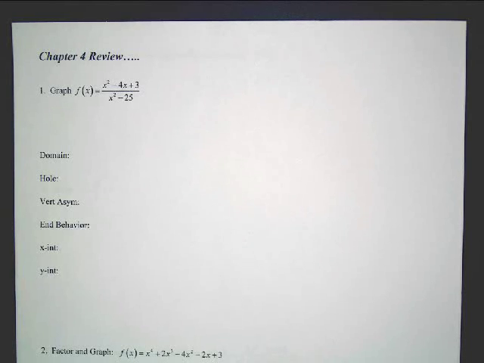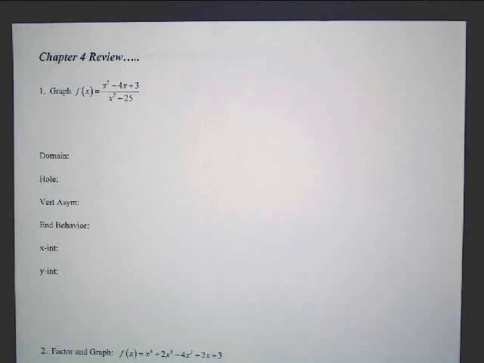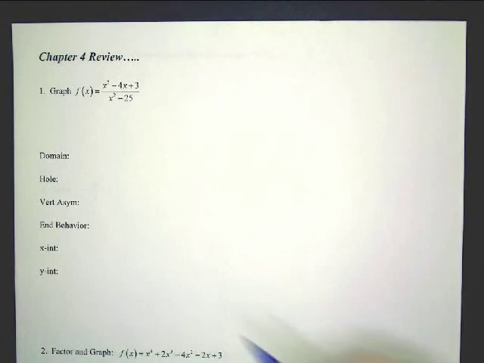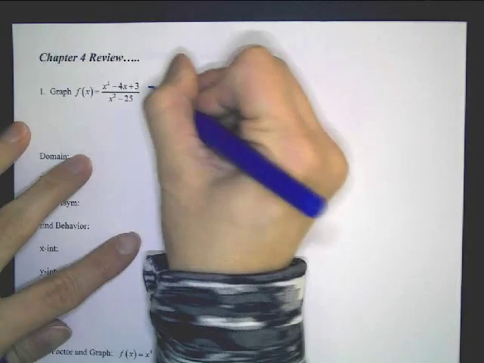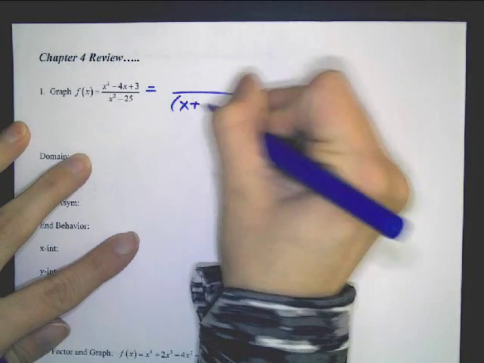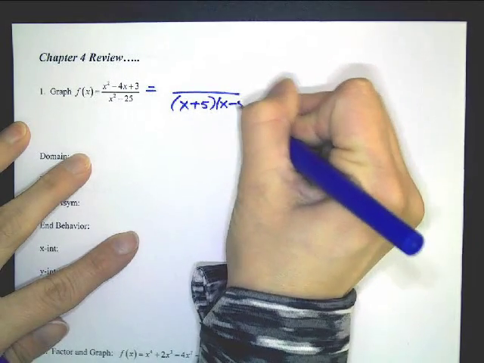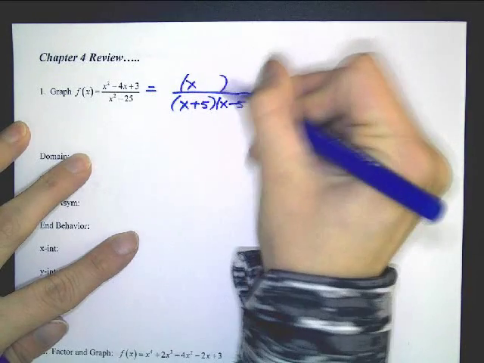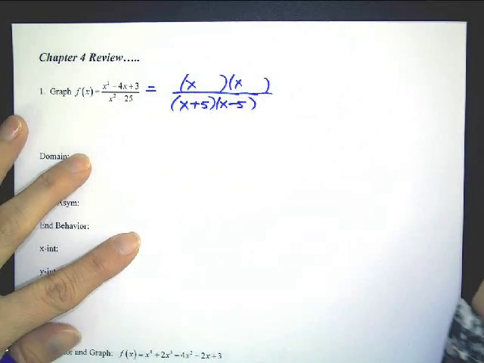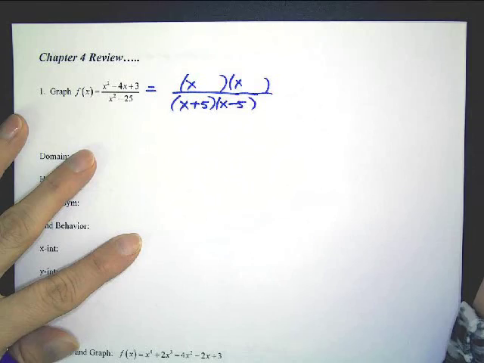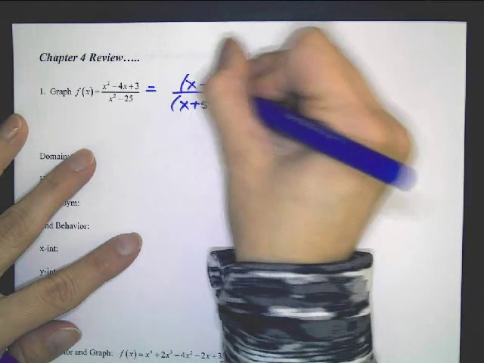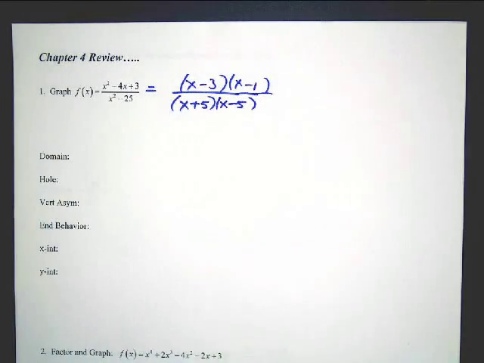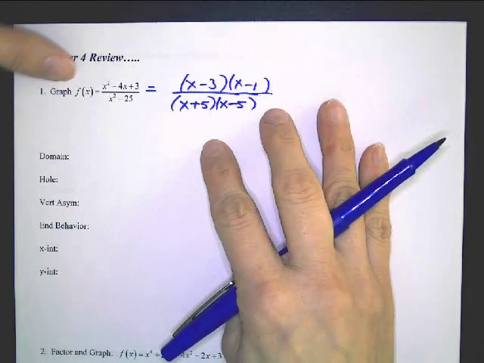So Chapter 4, recap. There's two packets that we had. This one is rational functions. First thing we're going to do? Yes, let's factor. The bottom looks nice and fun: x plus 5, x minus 5. The numerator is definitely x and x. How do we make a 3? Minus 3, minus 1. Okay, so I'm looking at this rational function.